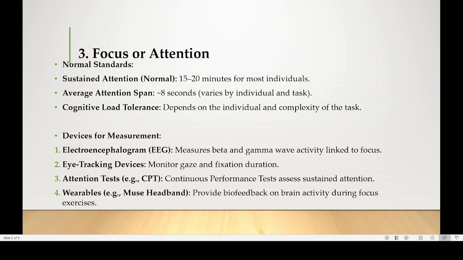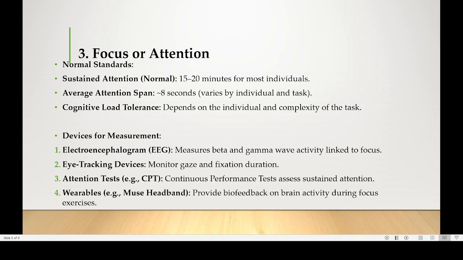Then attention tests, continuous performance tests, are used for sustained attention. Some people will be having that problem. As a student, if you are not able to give sustained attention on something, that may be affecting your studies, that may be affecting your learning. So this may be a problem for many students. They may not have this focus. So focus is something that is very important.